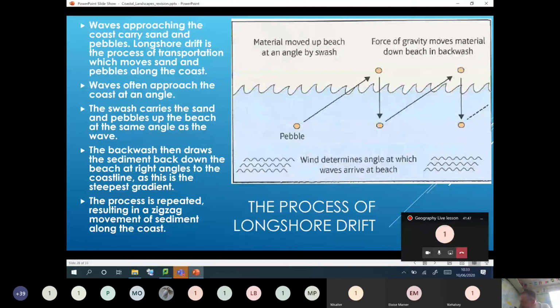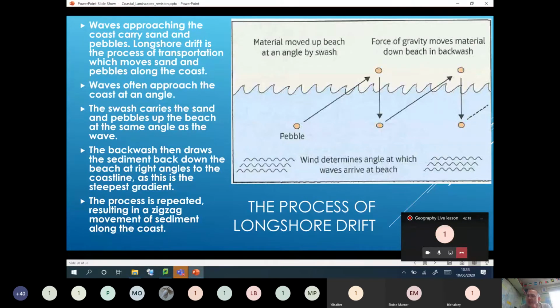So you need to be doing your sentences or your diagram now. Wind picks up the pebble, takes it up the beach at an angle. Backwash brings the sediment straight back into the sea. And then you have that continual process. This, of course, is showing you the natural process of longshore drift.